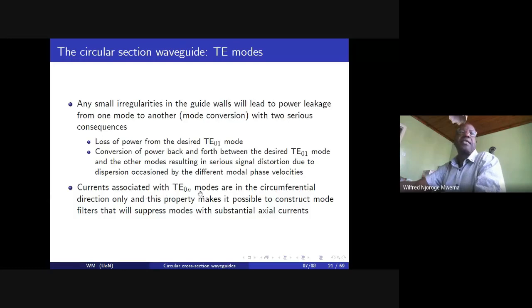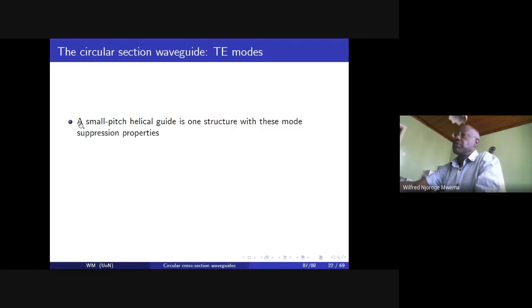Currents associated with TE0n modes are in the circumferential direction only, and this property makes it possible to construct mode filters that will suppress modes with substantial axial currents. How you can make this is to use a small pitch helical guide, where you have a coil that is tightly wound, almost like a solenoid, with the coils insulated from each other. The small pitch means that the coils form almost a circular variation along the guide, although it's not really completely circular. But because the pitch is very small, we can approximate it with a circle. And therefore, the current will flow only circumferentially, and none of the current will flow along the axis of that guide.